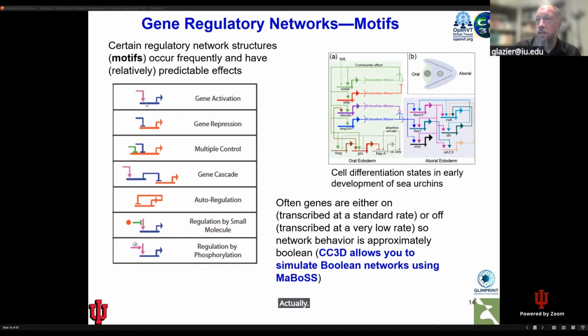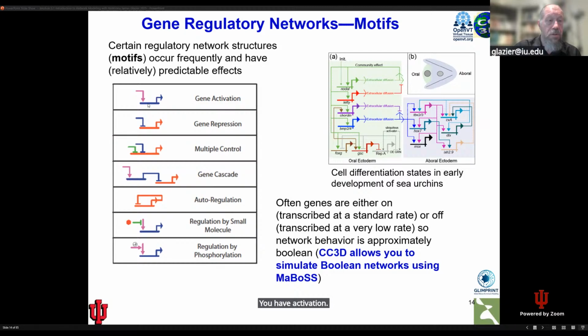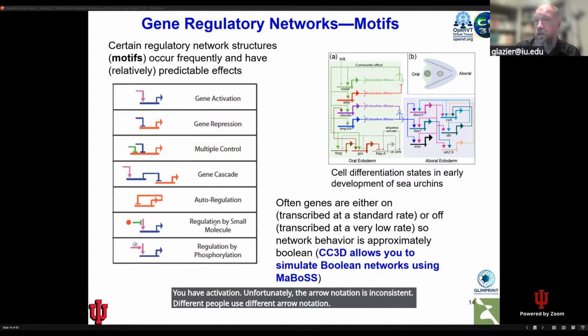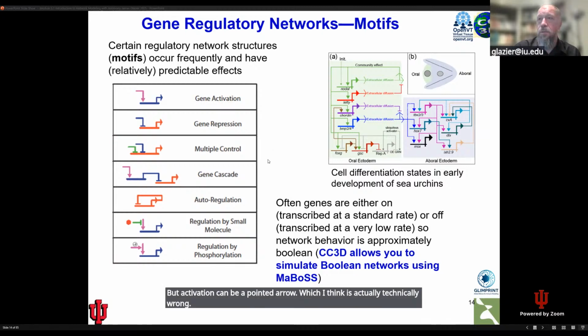Actually, I should have edited this picture because these arrows have pointed ends, which is not correct. You have activation. Unfortunately, the arrow notation is inconsistent. Different people use different arrow notation, so you have to be ready to face that when you read the literature. A T-shaped arrow like that almost always indicates inhibition, but activation can be a pointed arrow, which I think is actually technically wrong, or a lollipop arrow.